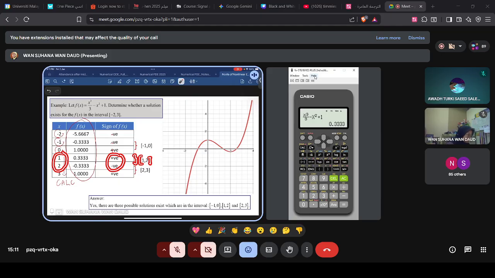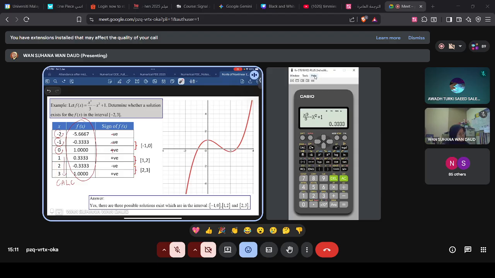Be careful, the interval is based on the value of x, it's not the value of f(x). Okay guys, I repeat, positive, negative, so different signs, so there exists a solution between the interval 1 and 2. And then there is one more solution where there is a different sign, negative and positive. So there is one more solution between 2 and 3.